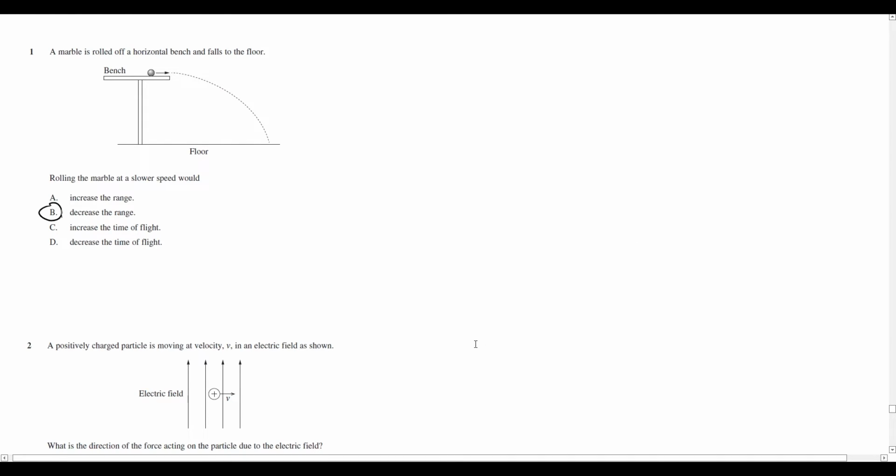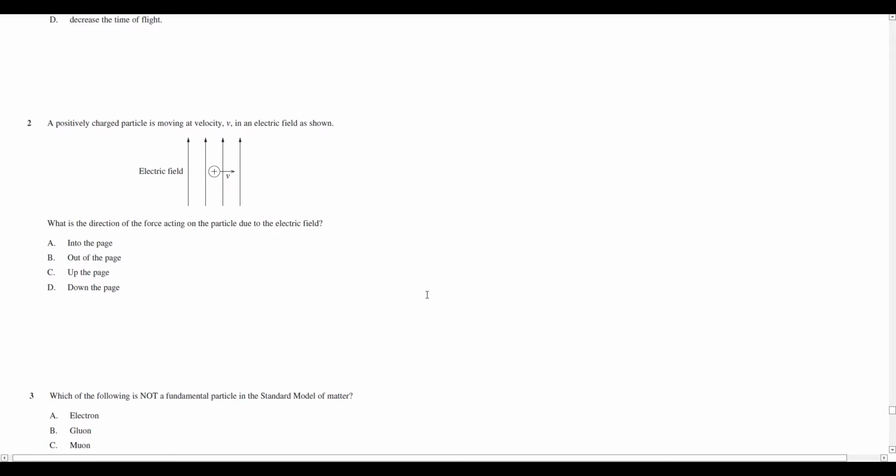Okay, so now moving on to part 2. A positively charged particle is moving at velocity v in an electric field as shown. So what is the direction of the force acting on the particle due to the electric field? Keep in mind this is an electric field, not a magnetic field. So we know that with an electric field, a positive particle will always move in the direction that the electric field points. So in this problem here, we see that the electric field points up the page, and so that's going to be our answer. So part C, up the page.